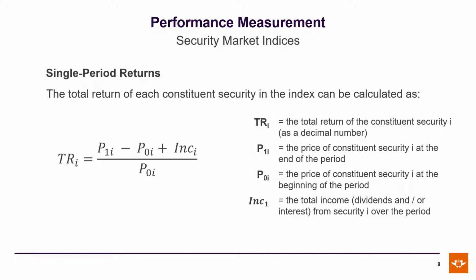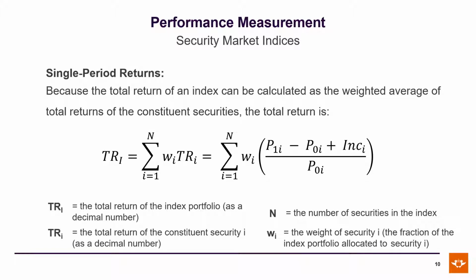So we can calculate the total return per security in the index by taking the price of the security at the end of the period less the price of the security at the start of the period plus any income that security generated divided by the price of the security at the start of the period. And again, using the information from the previous slide along with the weight for that particular security in the index, we can add all of the component securities in the index to get the total return.